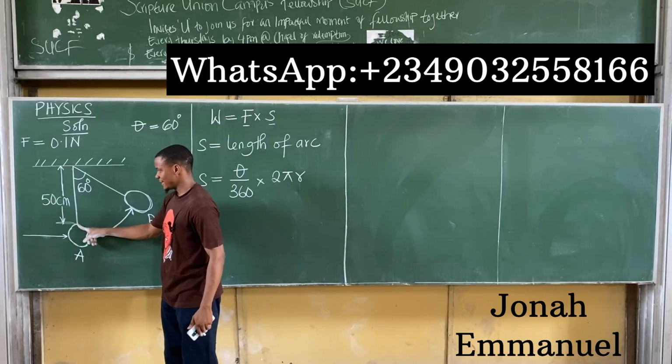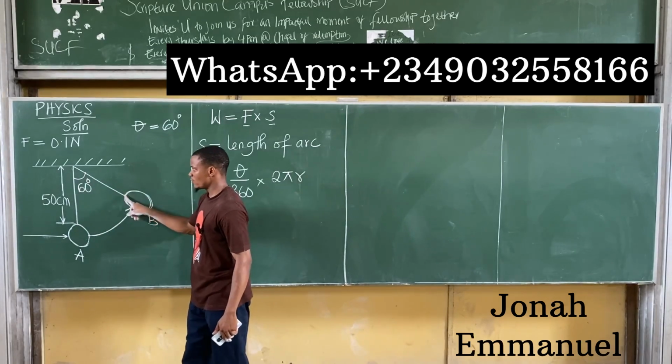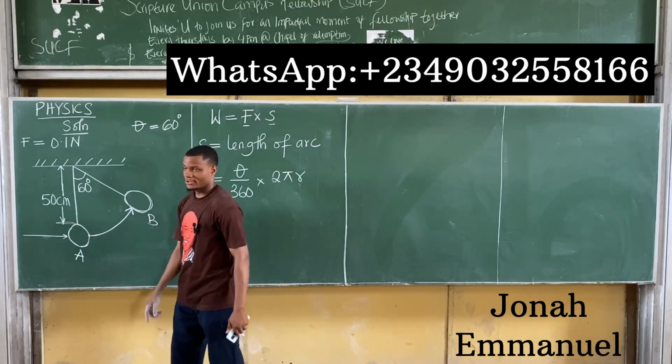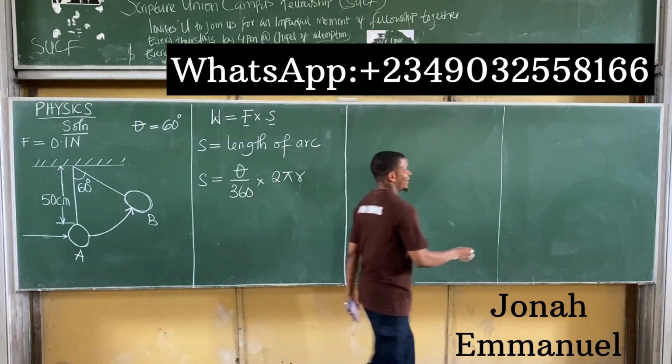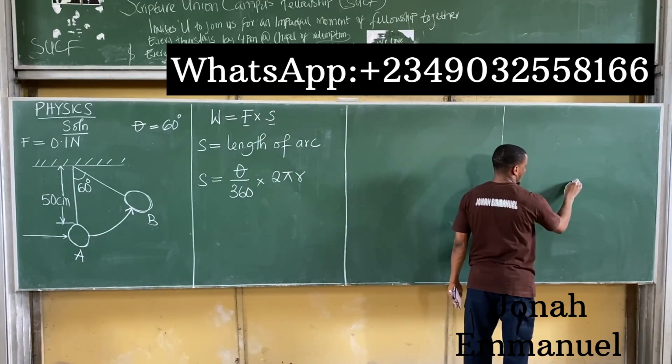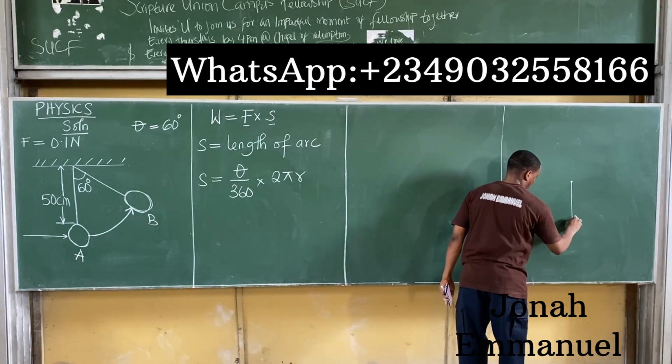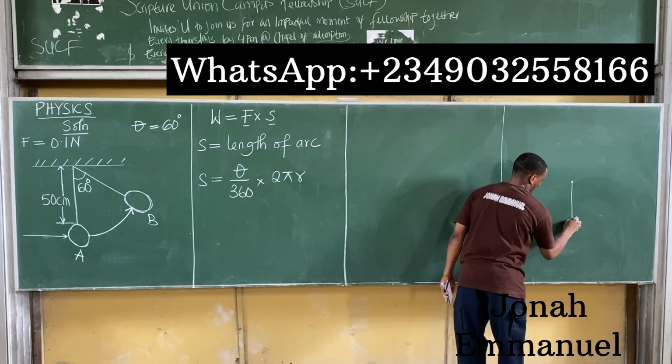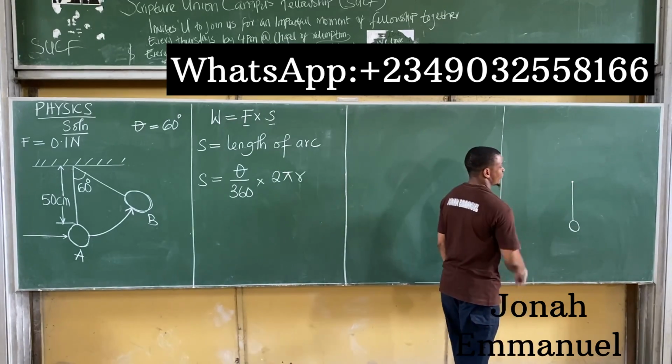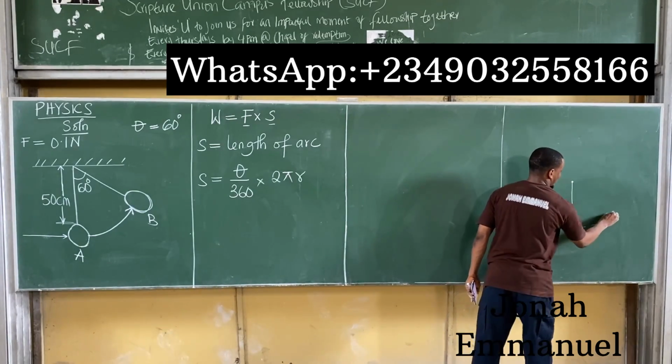For an arc, the radius will be equal to the length of the thread. Let's say I have this point here, and I have a thread here and a bob here. If I spin this bob around, it will go in a circular path.